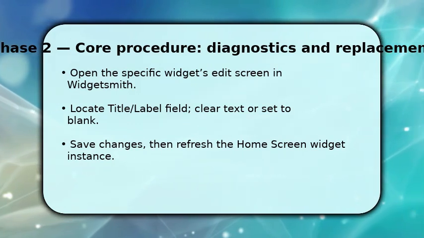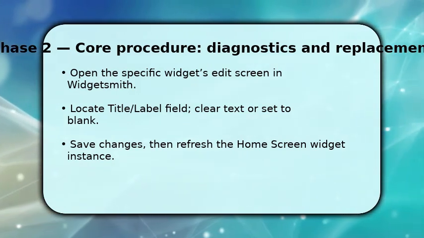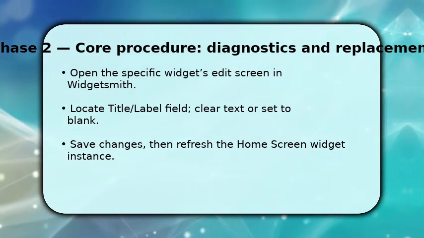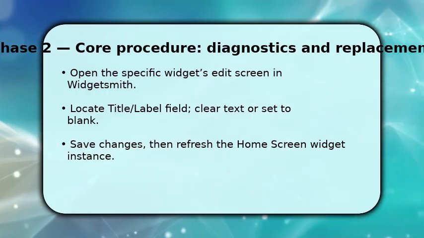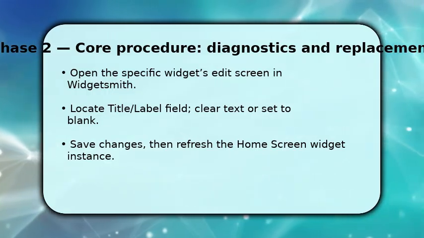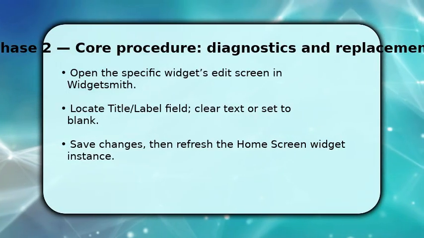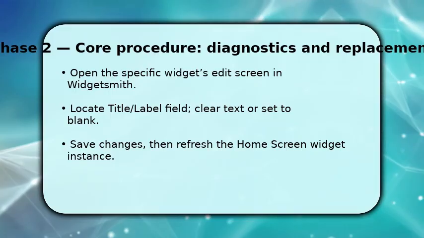Tap the widget instance, then choose Edit Widget and scroll to the title or label option. If a title field exists, delete all text so it reads empty. If there's a toggle for showing the app name, turn it off. Once cleared, press Save. Don't exit yet.